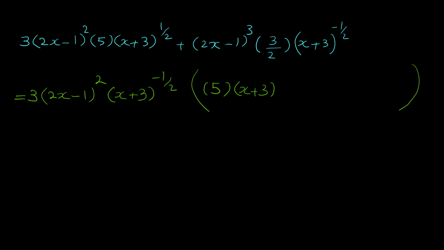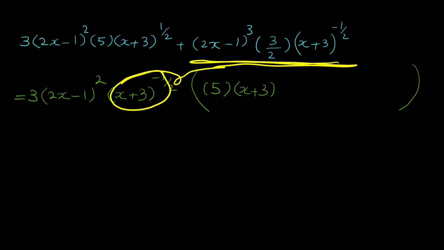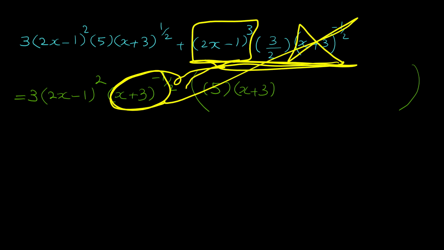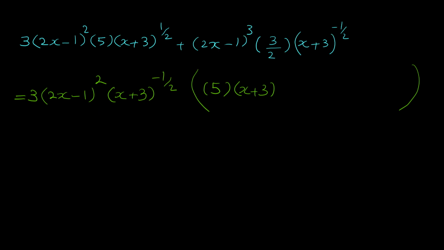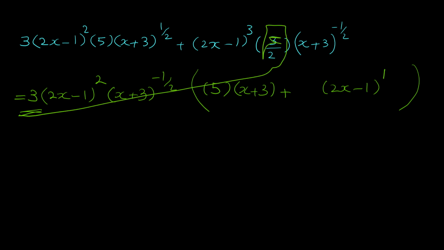Now let's move to the other part. From this term, we have factored this, so this is gone. But from this term, we have factored only (2x minus 1) with power 2. But here we have power 3, so 1 power of this remains. So we have 2x minus 1 with power 1. And also we have factored a 3. So these 3s are factored. What remains from this fraction? A 1/2. So we have 1/2 here.